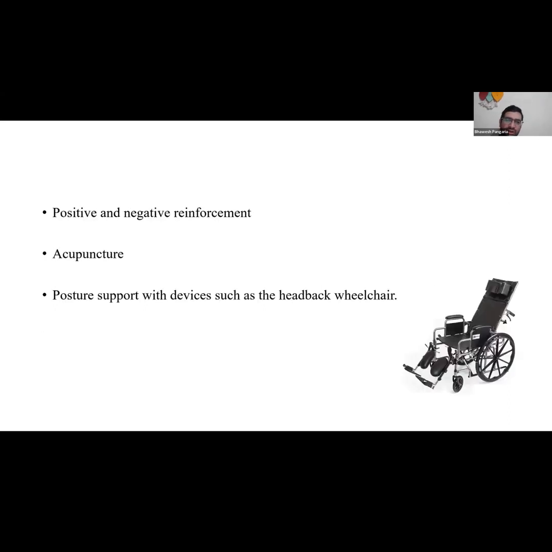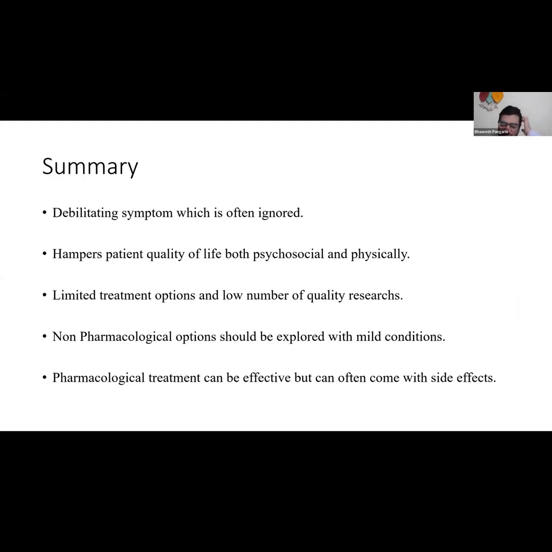So all these are non-pharmacological methods to control sialorrhea. Other than that, there have been various studies which have said that acupuncture is also effective, but there are no proper studies which have seen that. Also, posture support devices like a head-back wheelchair, as shown in that diagram, can be useful in controlling sialorrhea. As the topic is very small and there have not been many studies conducted and much data available for sialorrhea, there are only limited pharmacological and non-pharmacological management options available.